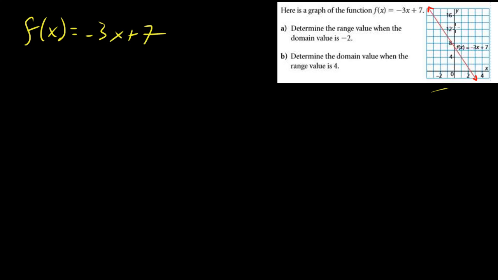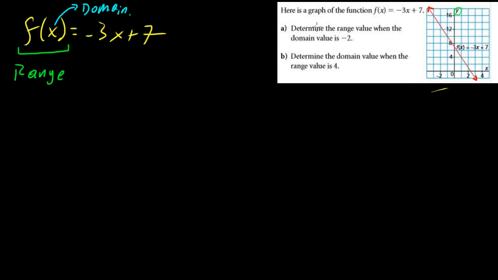Okay, so here we have the graph. Determine the range value when the domain is negative 2. Now remember, when we're talking about domain and range, this entire thing, f of x, which is our y coordinate, is another way of saying y. This is actually our range. Another way to say that is this is our dependent variable, f of x. The thing that's inside of the brackets here is actually going to be our domain. So x is going to be our domain, our independent variable or our horizontal axis over here.